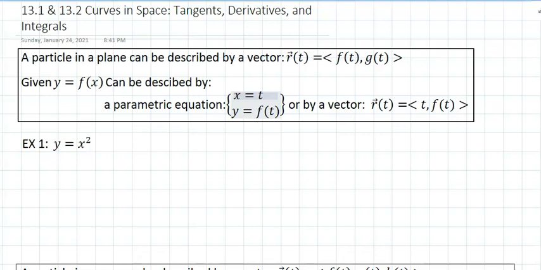Okay, we're gonna combine 13.1 and 13.2 together. Curves in space, tangents, derivatives, and integrations. So, a particle in a plane can be described by a vector. And this is normally a parametric equation, if you recall. This is from trig.